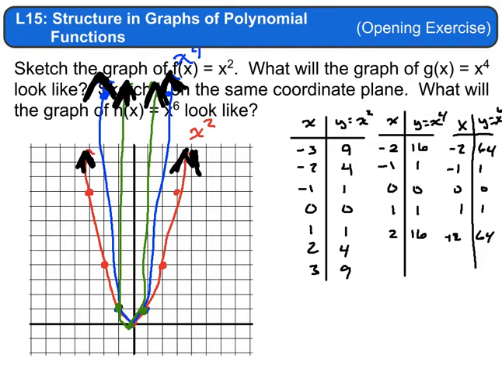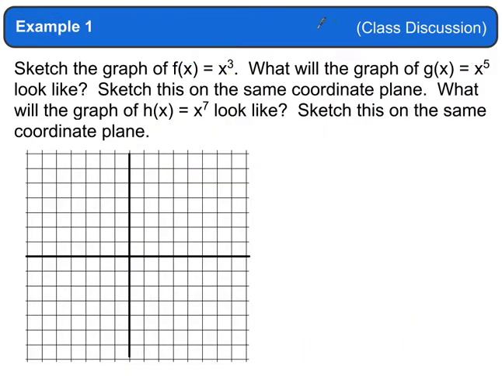It might also be worth noting that these functions here, if we circle them, x squared, x to the fourth, and x to the sixth, are even exponents. So we'll make that note. And if you look here, they want us to sketch the graph of x to the third, x to the fifth, x to the seventh. These are all odd functions. And again, they just want us to sketch at this time.